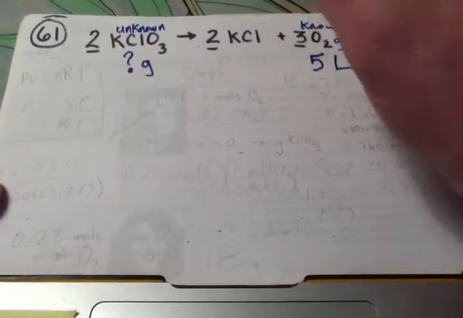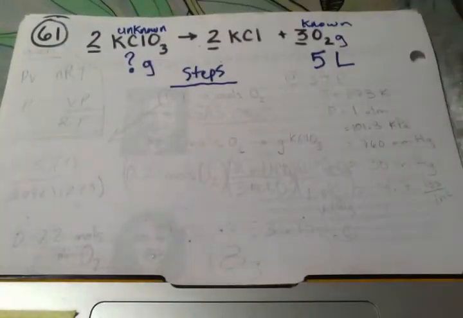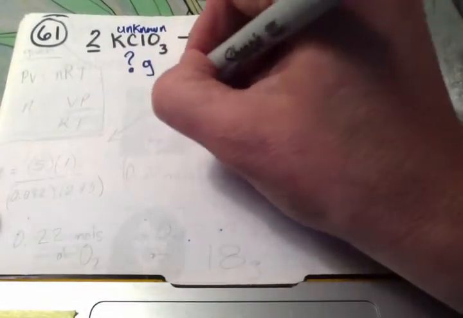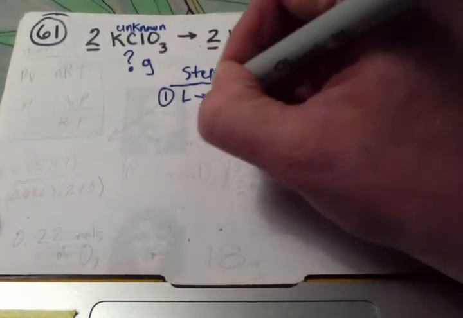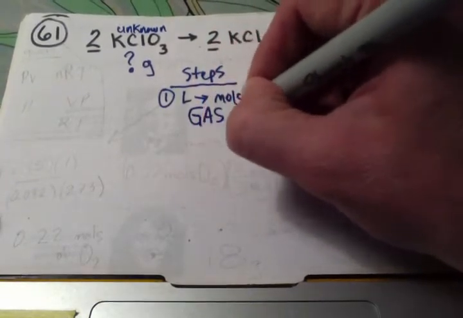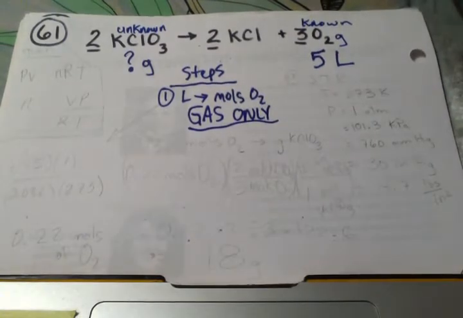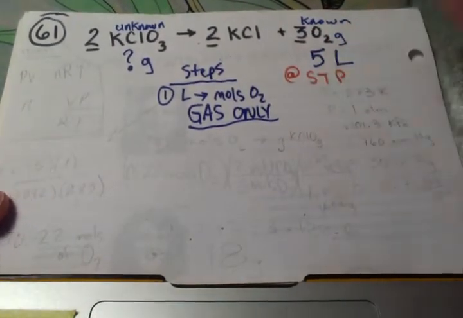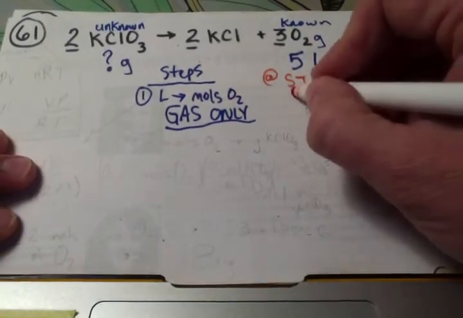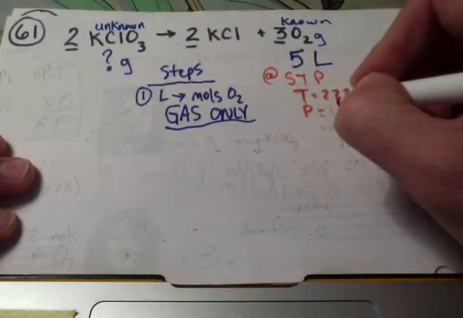That is everything. Once you've picked out what we're given and where we're going, the whole thing to remember is that if this is gas, you can change it to moles. That's, once again, liters to moles, gas only. We've been flying through, but let's take a second here. STP: T is 273 Kelvin, and the pressure is 1 atmosphere.